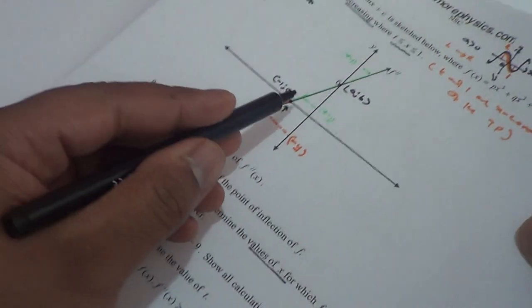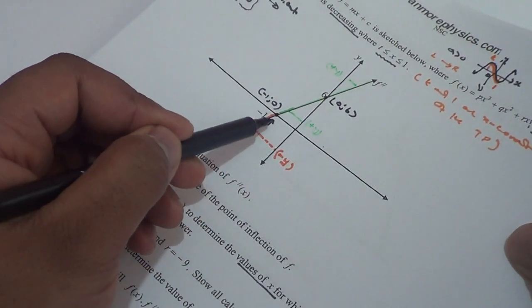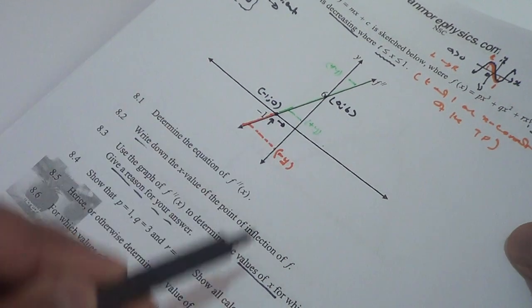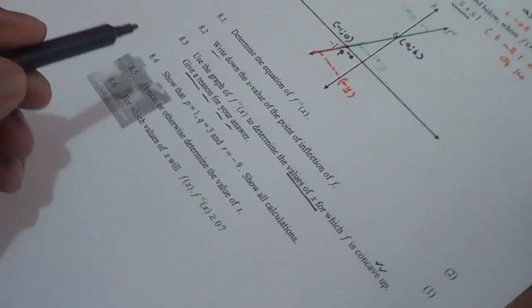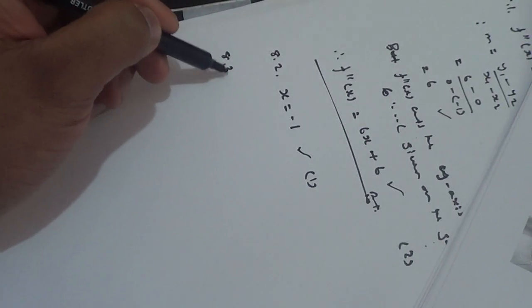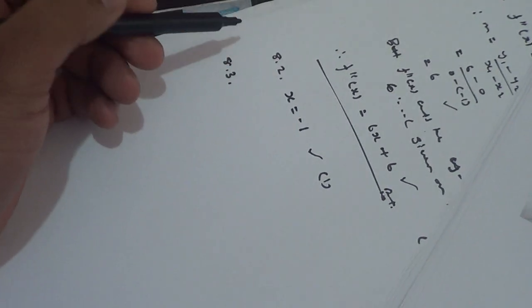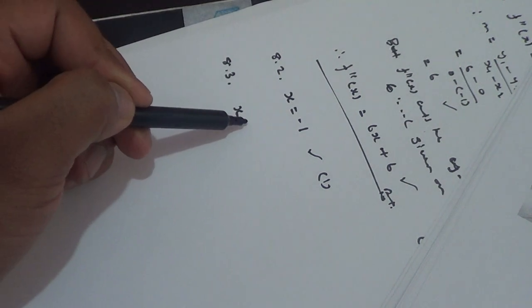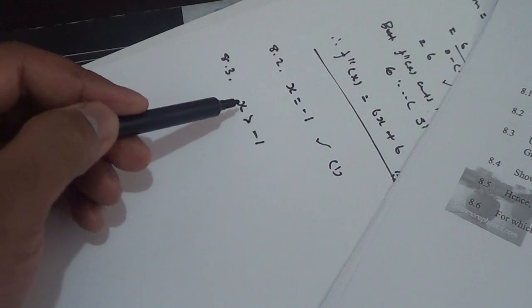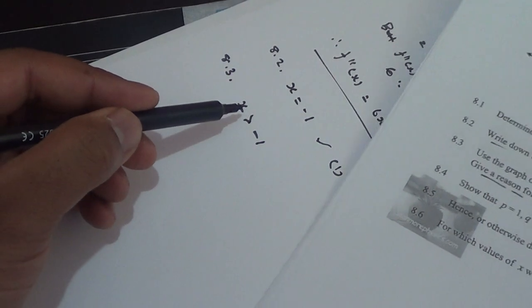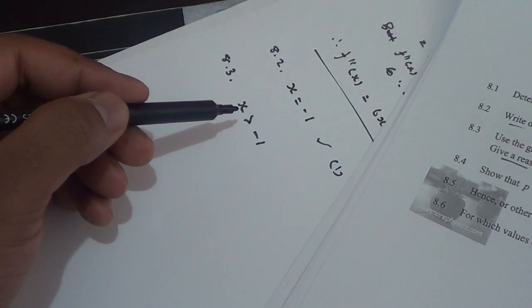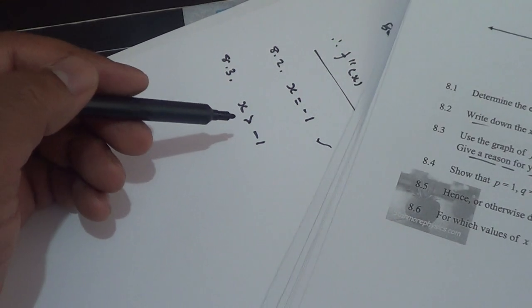Now, they're saying we must use this function. Of course, we want the x value. So the x values for that situation only start after minus 1 in that direction. So we can say here, 8.3. We know that x must be greater than minus 1, because at minus 1, it is neither concave up nor concave down. That is the point of inflection, or the transition point between the two concavities.